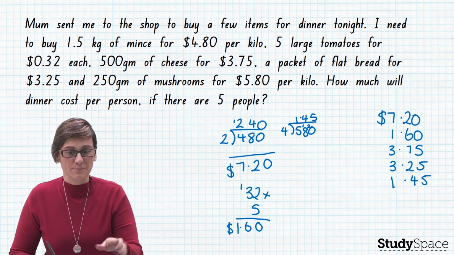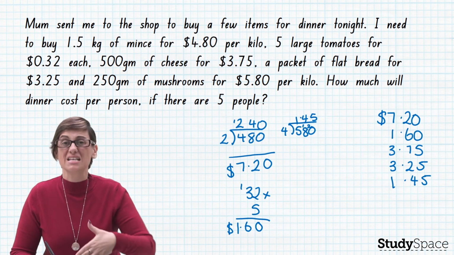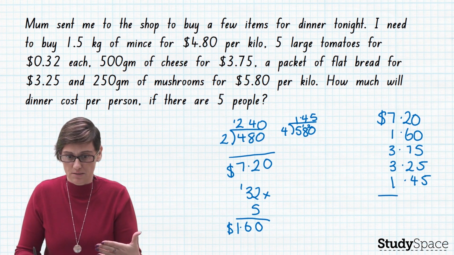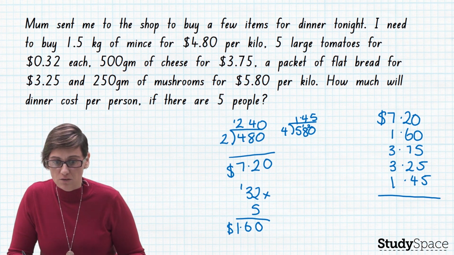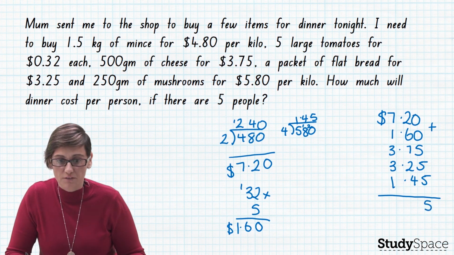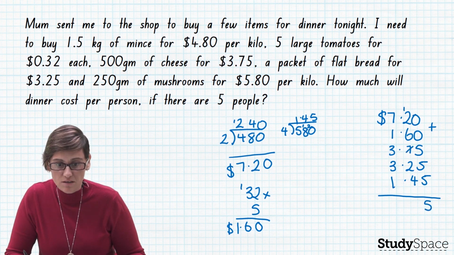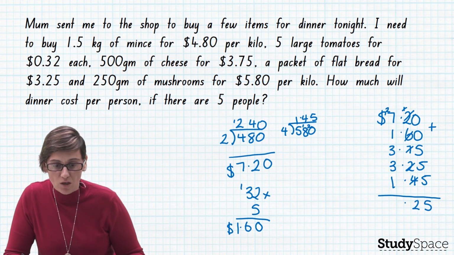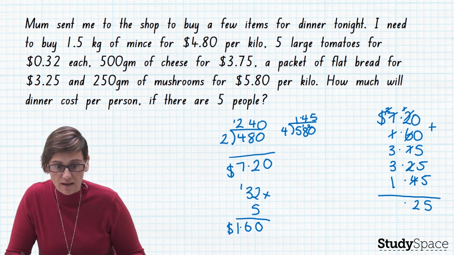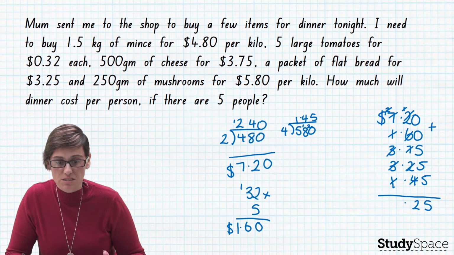Okay, so we've dealt with all our numbers. So let's see what dinner is going to cost us. Okay, so let's add that. So 5, 10, 15. Write the 5, carry the 1. So 7, 8, 9, 10, 16, 20, 22. Write the 2 down, put the decimal place, carry the 2. So 7, 8, 9, 10, 11, 12, 13, 14, 15, 16, 17.